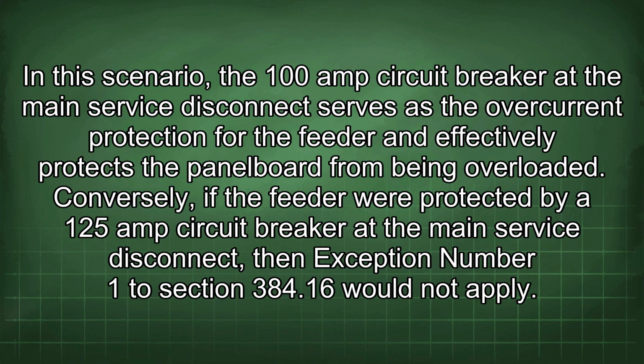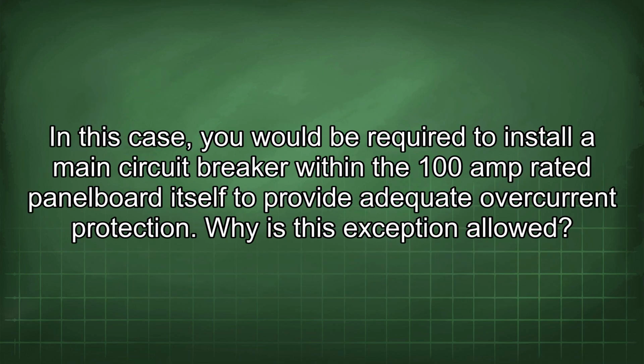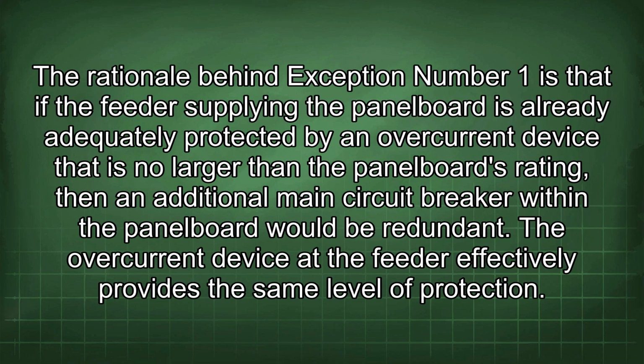Conversely, if the feeder were protected by a 125 amp circuit breaker at the main service disconnect, then exception number 1 to section 384.16 would not apply. In this case, you would be required to install a main circuit breaker within the 100 amp rated panel board itself to provide adequate overcurrent protection. Why is this exception allowed? The rationale behind exception number 1 is that if the feeder supplying the panel board is already adequately protected by an overcurrent device that is no larger than the panel board's rating, then an additional main circuit breaker within the panel board would be redundant. The overcurrent device at the feeder effectively provides the same level of protection.